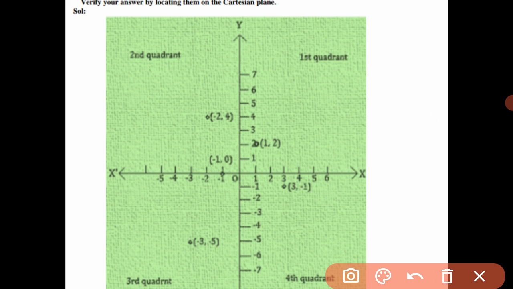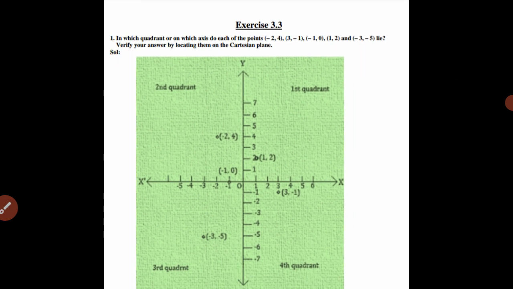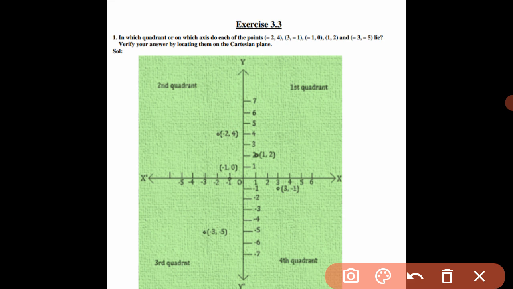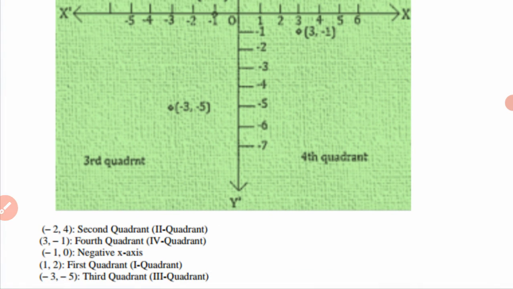Similarly, (3, -1) will lie in the fourth quadrant. Then (-1, 0) will lie on the x-axis, and (-3, -5), where both are negative, will lie in the third quadrant. In this way you can represent which point lies in which quadrant. This is a very simple question. You have to write the correct answers.